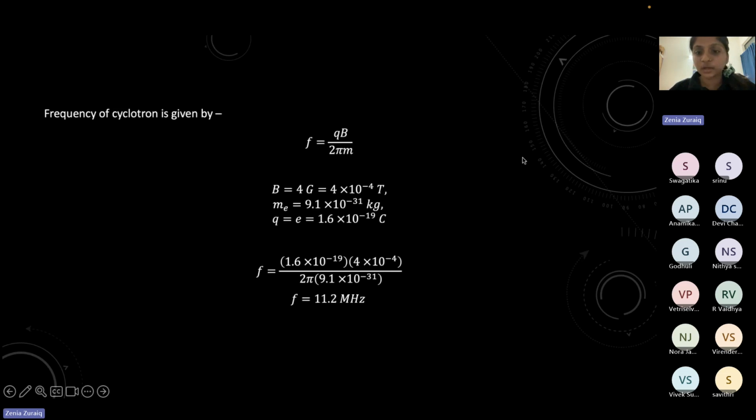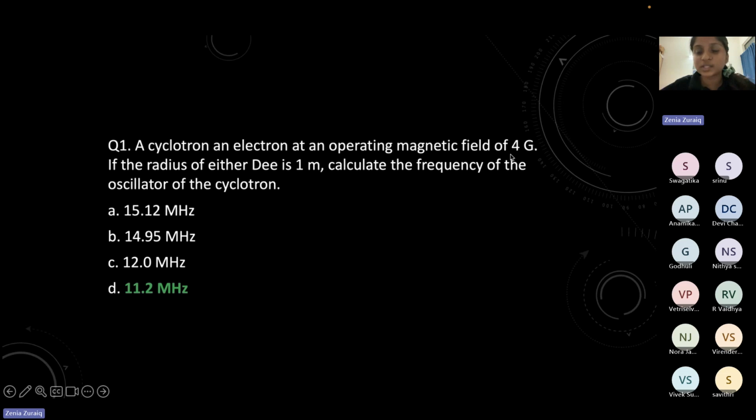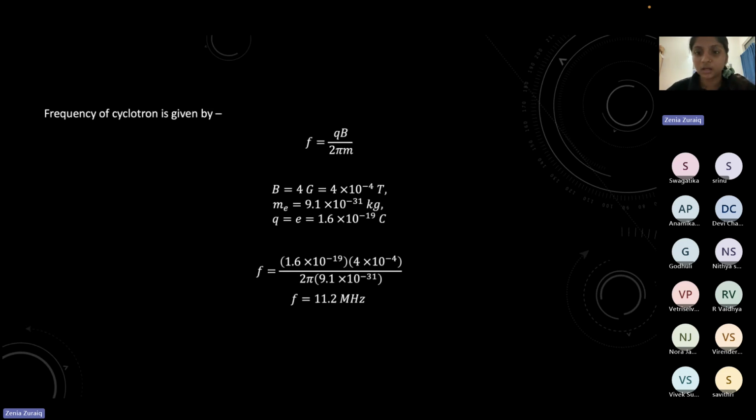Okay, sorry. 1 Gauss is basically 10 to the power minus 4 Tesla. So you put that. Then your electron mass is... a calculation mistake in the powers of 10. No, I mean, I solved this and it was giving 11.2 only. Okay, are you saying you made a mistake or is the solution having some problem? Okay, fine. So be very careful when you do the calculation.